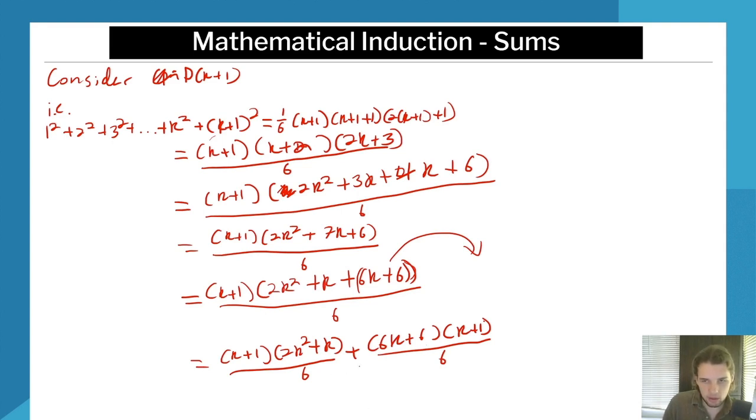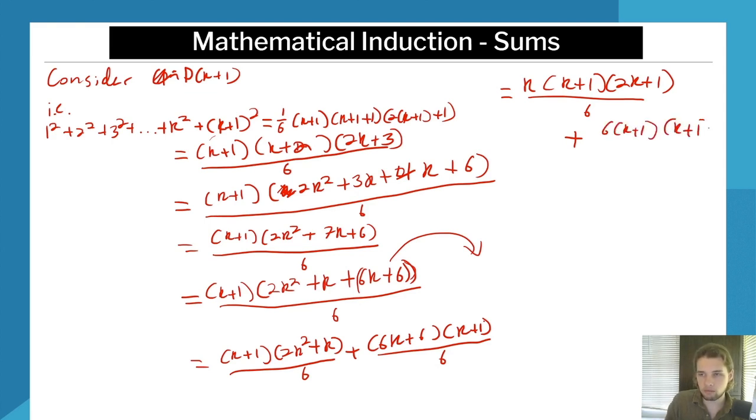Now, if we go up here and work it out a little bit more, we can take the k out of this set of brackets now, which is what I was trying to move towards. So then we end up looking like this, over 6, and then we have a plus, and then we can take 6 outside of these brackets, so it's 6, k plus 1, k plus 1, all over 6. So then this equals k plus 1, 2k plus 1, all over 6, plus k plus 1 squared. So this is where we want to be.